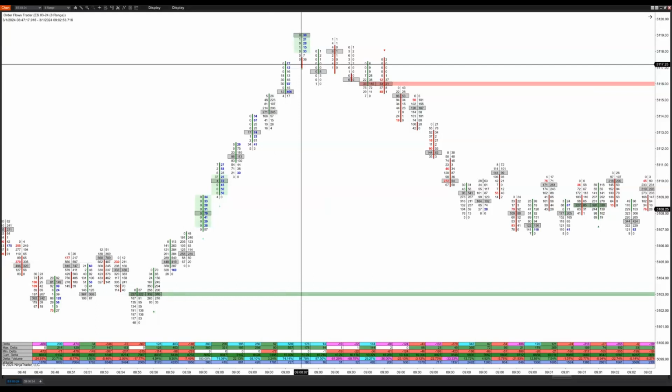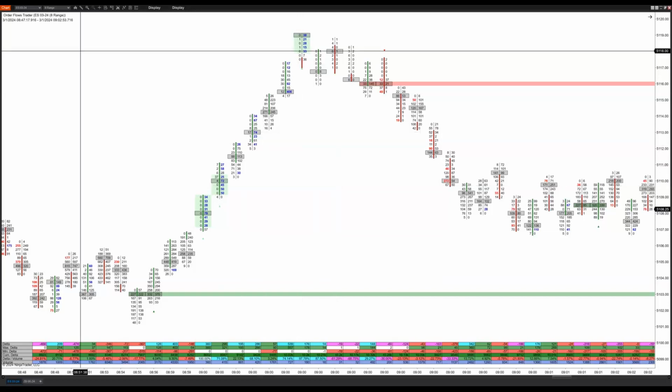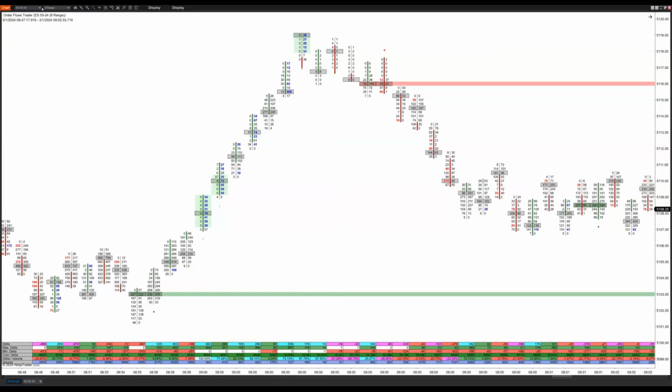So that's the aligned point of controls, okay? And again, it doesn't matter whether you're using a 1-minute chart or an 8-range chart or 10-range chart. Find the tools that help you understand what you're looking at in the order flow, okay?